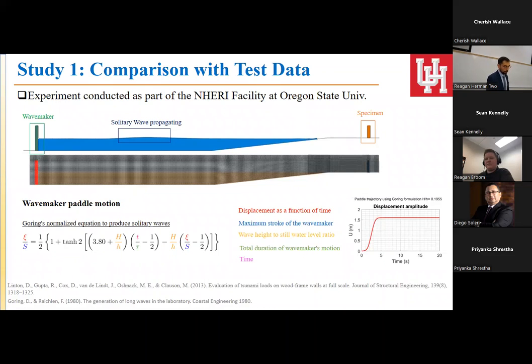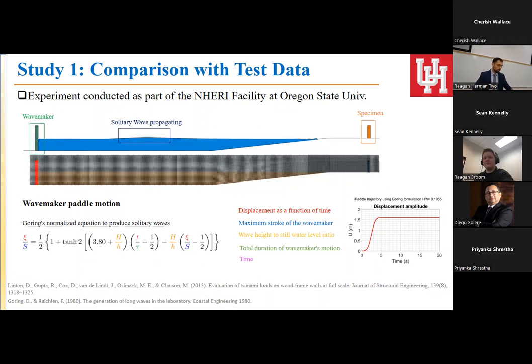Okay, so before diving into our main simulation, we had the validation. We had performed a validation study with a comparison to test data. Let me actually move Zoom because I think it might hide something. Okay, so this experiment was conducted as part of the NEES facility at Oregon State University. The experiment was basically a standard experiment of a wave maker pushing water in a wave tank across the beach slope when it encountered a rigid specimen.